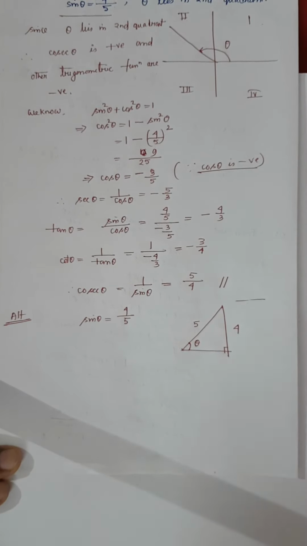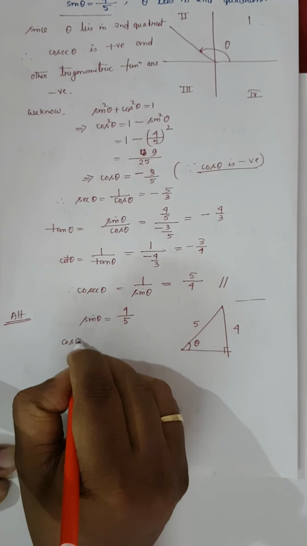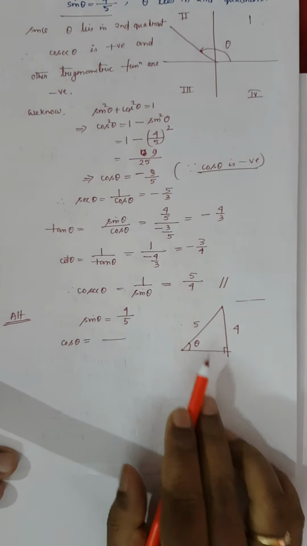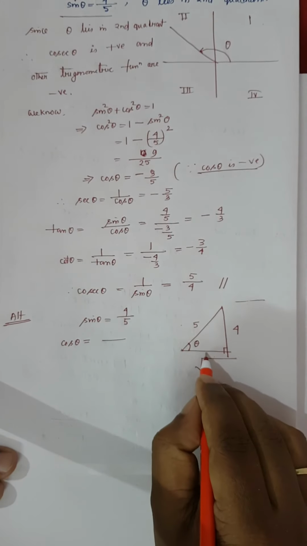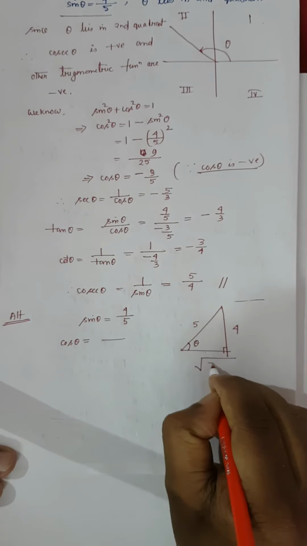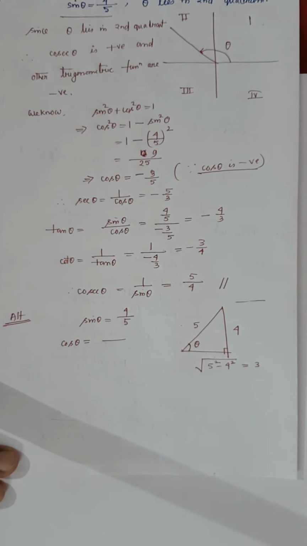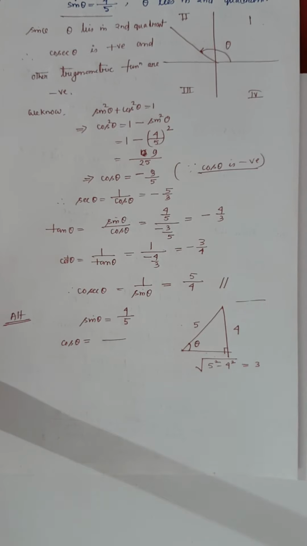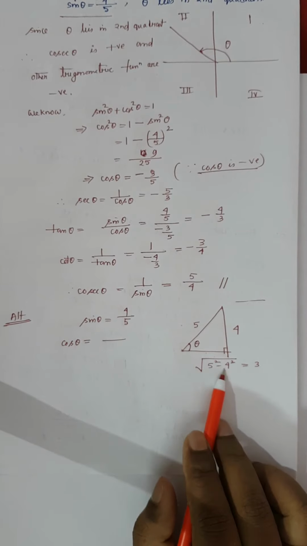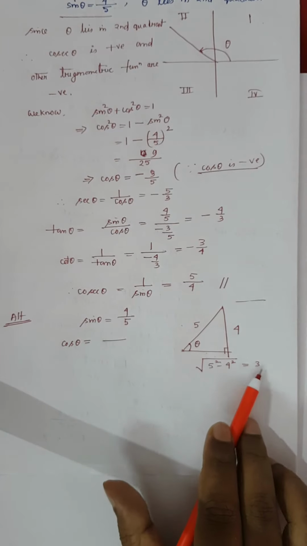So sin theta is equal to perpendicular by hypotenuse. So we can find cos theta. So value of cos theta will be base by hypotenuse. Now we need to find the value of base. Base is equal to the square root of hypotenuse square minus perpendicular square. So it will be 5 square minus 4 square. So result will be 3. From Pythagoras theorem, hypotenuse square is equal to perpendicular square plus base square. So base is equal to square root of hypotenuse square minus perpendicular square. So it will be equal to 3.